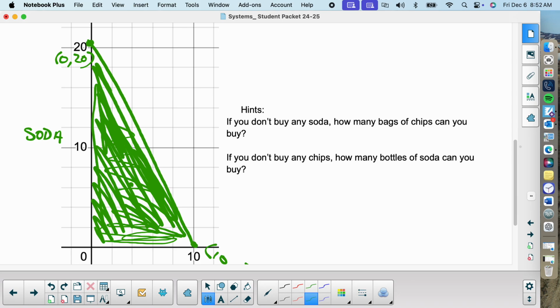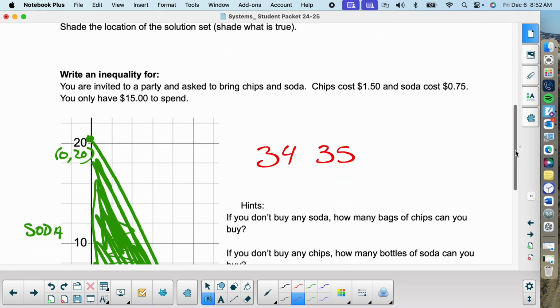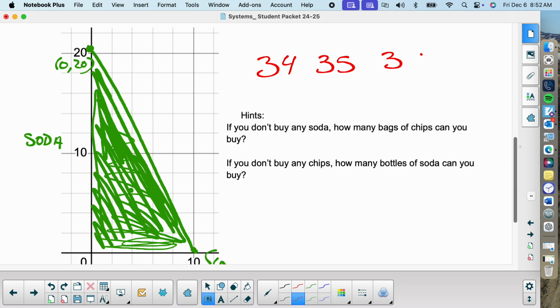Okay, well, I already put it in Schoology. Here's what I would like you guys to try to have done by Monday. And some of you already have a good portion of it done. Page 34, 35, and 38. So 34 and 35 are graphing with y equals. Page 38 is graphing with standard form.